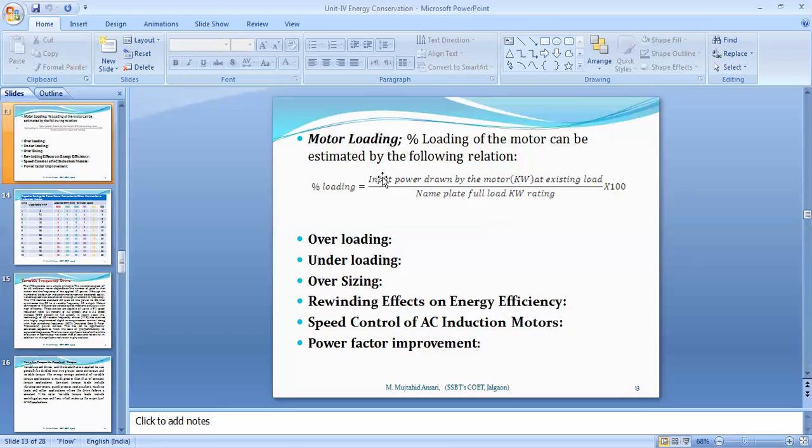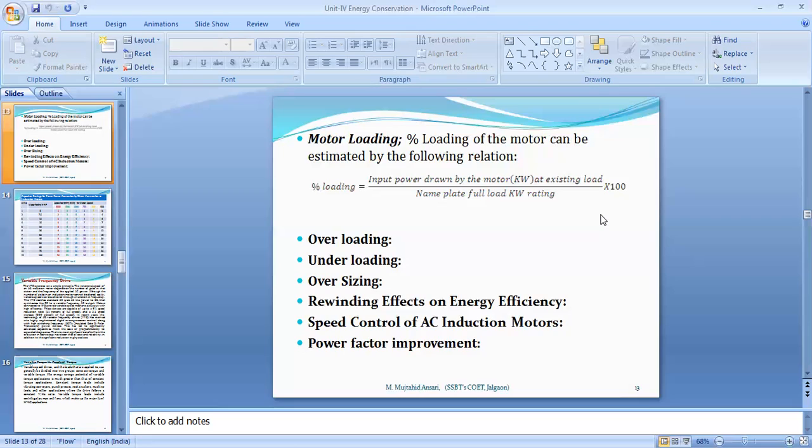Now, how to calculate the input power? It can be measured without disconnecting, with the help of a tong tester and multi-function meters available in the market. So we are able to calculate the power factor, kVA, kVAR, as well as the kilowatt input of the motor, without disconnecting, only from its control panel. We are able to measure the power.